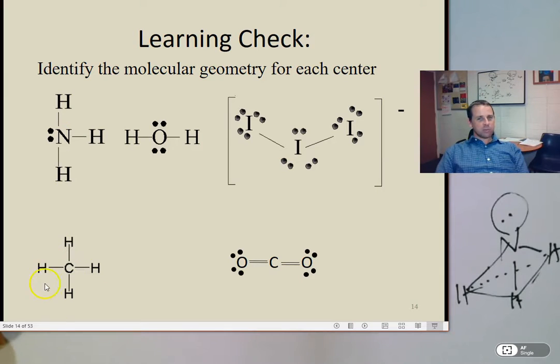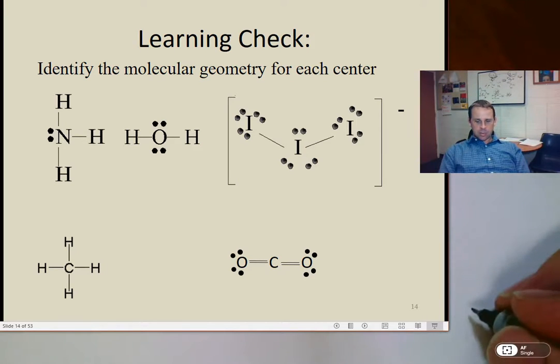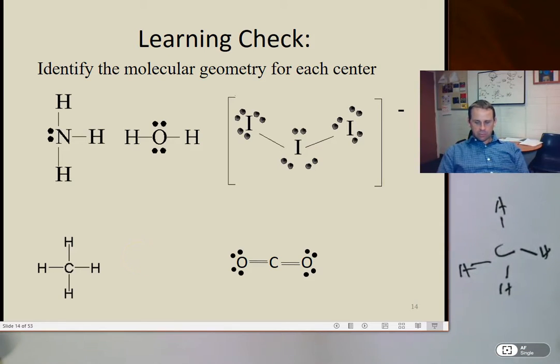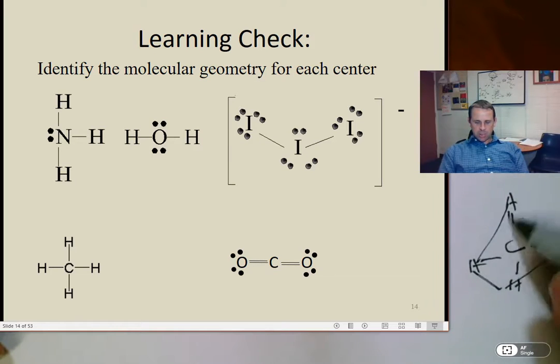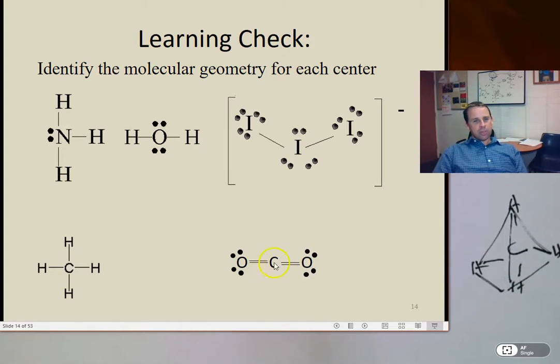All right, how about this one, CH4? That one is going to end up being like this, right? Again, we have our trigonal base, but this time we have a nice top to the pyramid. So this is a 4-sided structure, and that helps us remember that this one is called tetrahedral. But you can think of the tetra as well as 4 things bonding to a central atom, right? All right. How about this one over here? Carbon dioxide, 2 regions of electron density, that's all. So that one is linear.